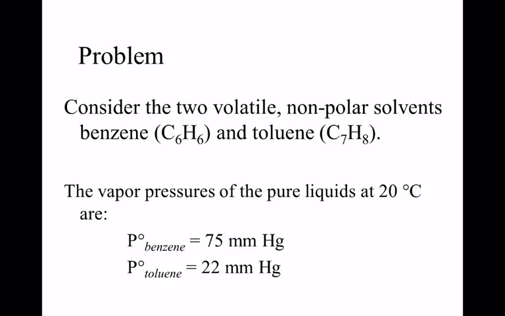So we have two volatile liquids, benzene and toluene. Now remember, the naught means in their pure state. Okay, at this particular temperature, the temperature of interest is 20 degrees Celsius. That works. Okay, we're not done with the problem yet. Okay, here comes the problem.